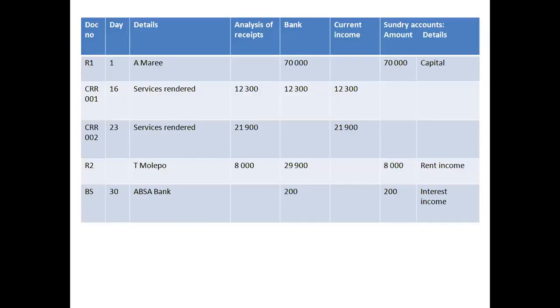And there you guys see there's the entry on the 30th. Can you see now your document is a bank statement. We use BES as the abbreviation for bank statement. With details, you still look for a name. Doesn't matter if it's now a name of a bank, Absa Bank. 200 Rand in bank, 200 Rand with sundry accounts. For what is it? It's for interest. So interest income is the correct name of the account. And you will see, guys, that it was not written in with analysis of receipts. It's directly to the bank.